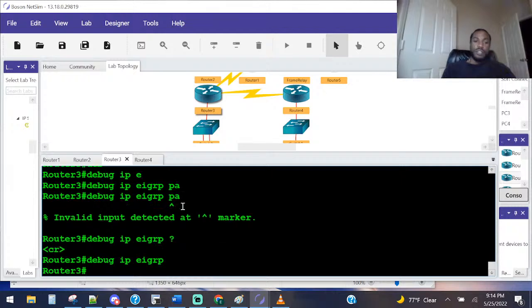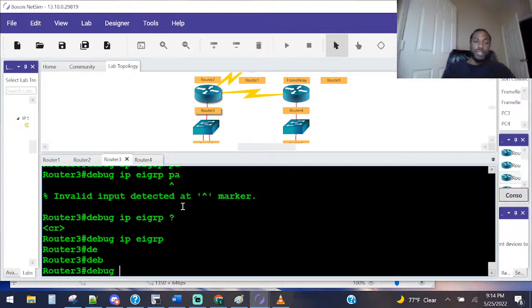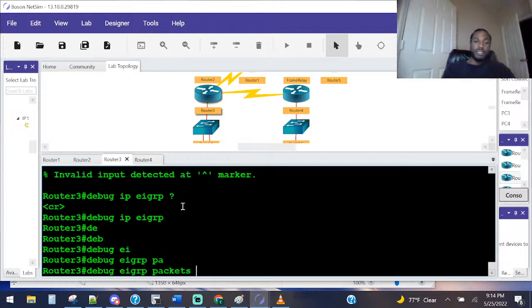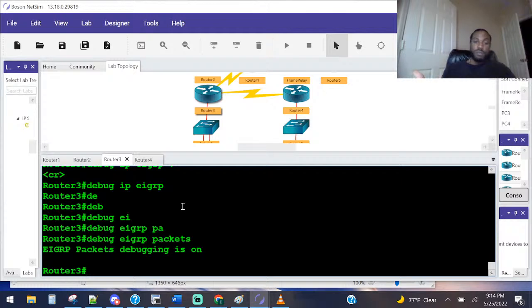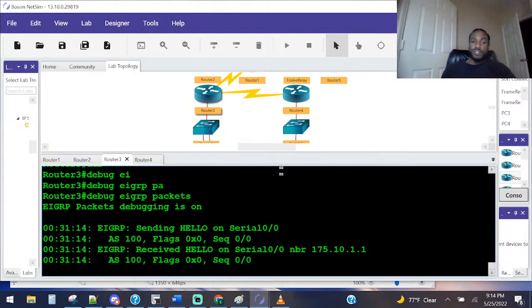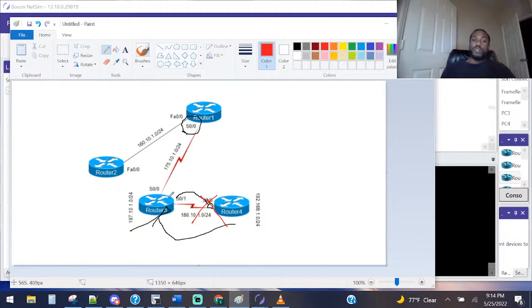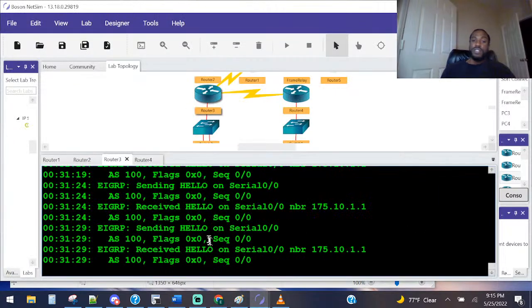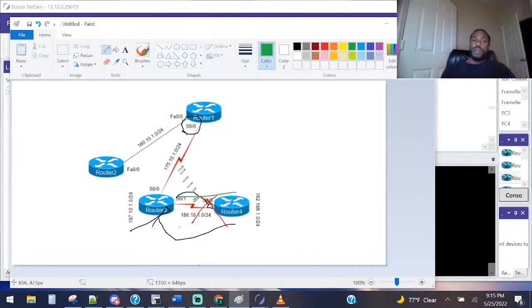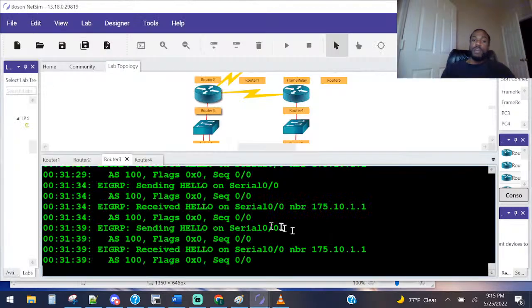Let's just turn it on, right? I'll type debug EIGRP packets. Now that it's on, wait for it. There they go, right there. We're sending hello. We're receiving hello on the other side, though. We're sending hellos this way, but we're not getting any back. We're getting some back from this guy. That's why you're still seeing sending and receiving. See? Received hello from the 175 network. Where's that at? Right over here. We're not receiving any on the 180 network. We should be, but we were probably sending some.